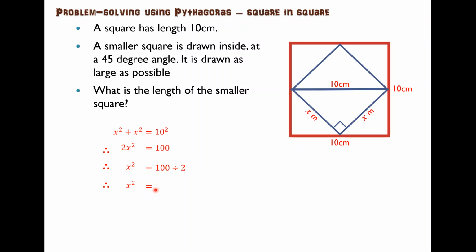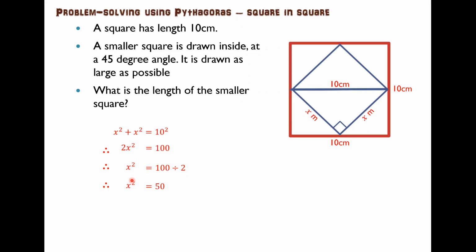I do like to write down the line every single time. It makes it a lot easier if you write down the rest, because otherwise it's very easy to get confused as to what you have done and what you're yet to do. So copy this down, but change to 100 divided by 2 is 50. Good. So I've got x squared equals 50.